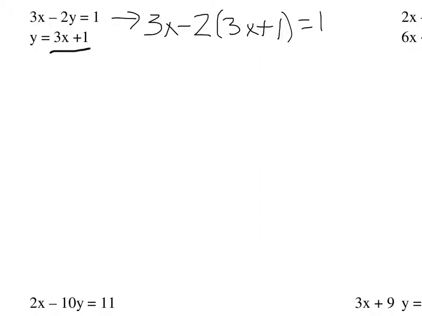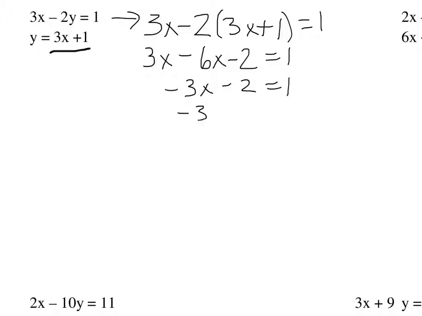1. So we've just rewritten the first equation, and instead of y, we substituted the value 3x plus 1. That's an equation that we know how to solve. 3x minus 6x minus 2 equals 1. Minus 3x minus 2 equals 1. Add 2 to both sides. Minus 3x equals 3. Divide both sides by negative 3. And we get x equals negative 1.